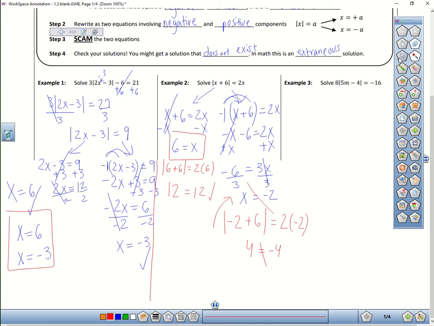So that's why it's so important to plug back in and check, because there are times when you're going to get an extraneous solution, and one of those solutions is not a true solution.